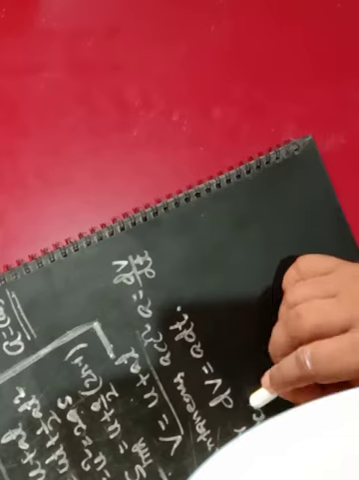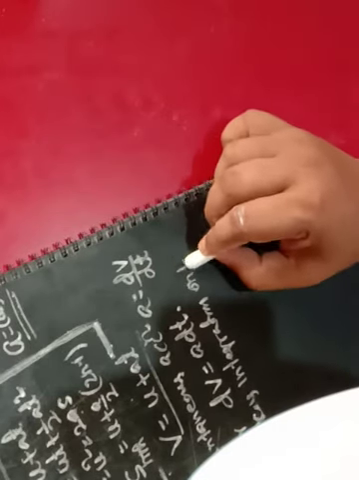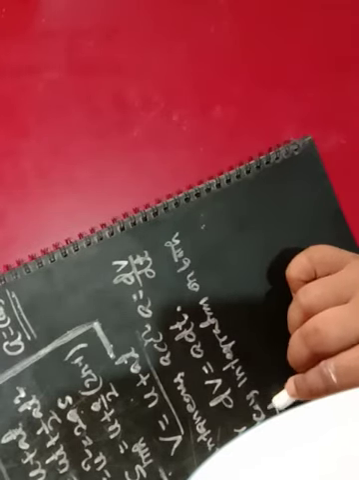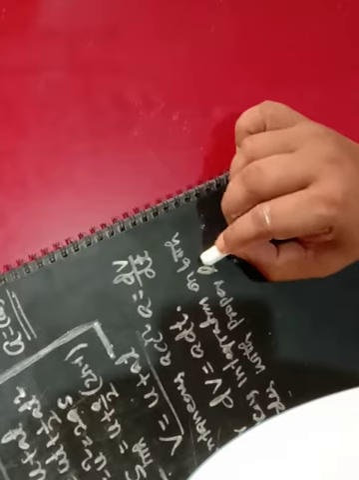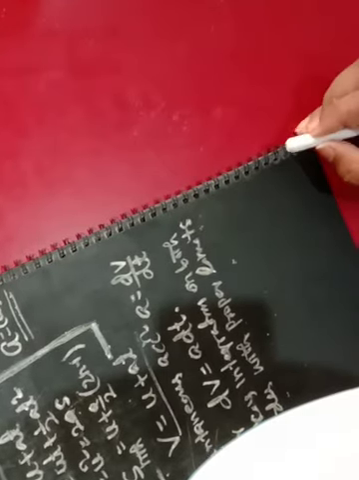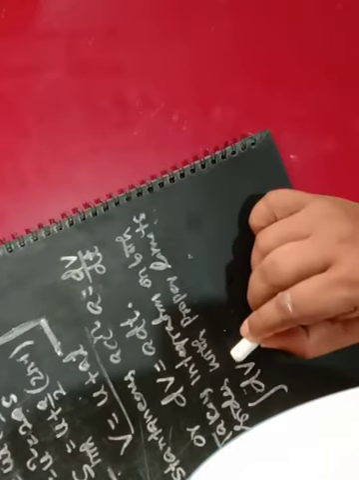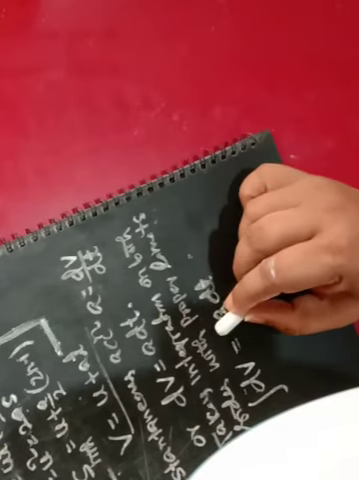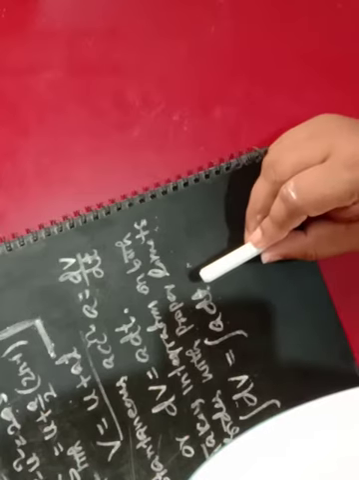Taking integration on both sides with proper limits, a definite integration. So integration of dv equals integration of a dt, and we have to take the limits. Here v is the variable, velocity is variable, and time is variable.